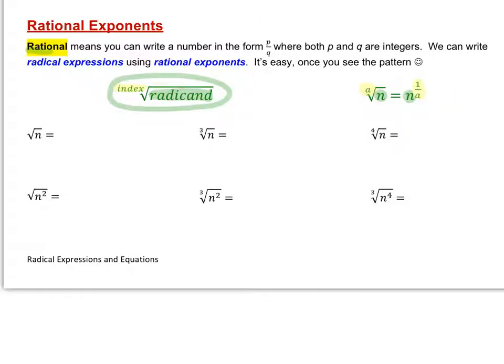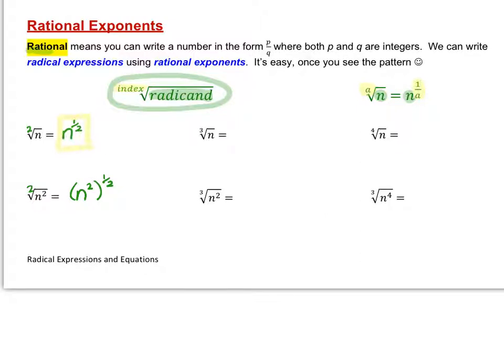When we have the square root of n and we see no index, that means that the index is 2. Okay, so I'm taking the number n and I'm raising it to the 1 over a, or 1 over 2, or 1/2 power. So we can either write the square root of n, or we can rewrite it as n to the 1/2 power. The question right below this one, we're taking the square root of n squared, means we can rewrite this as n squared raised, just like it was above, to the 1/2 power.